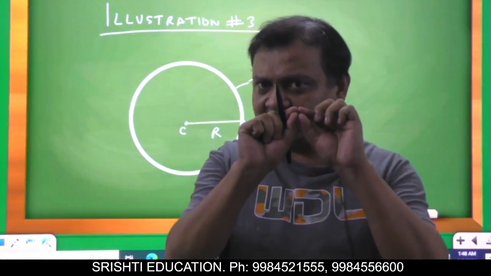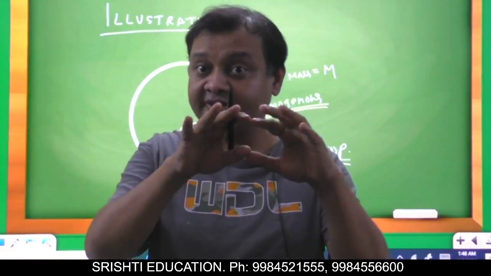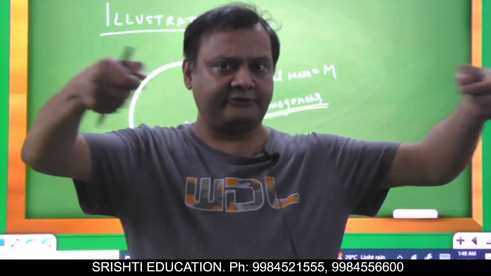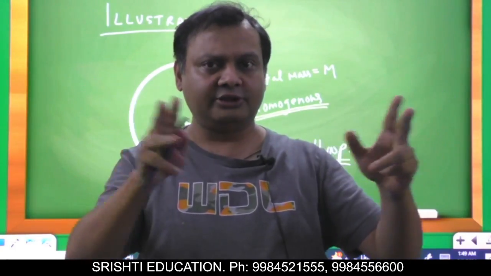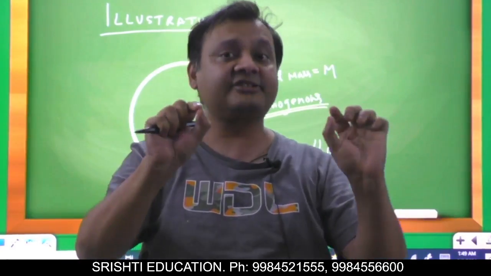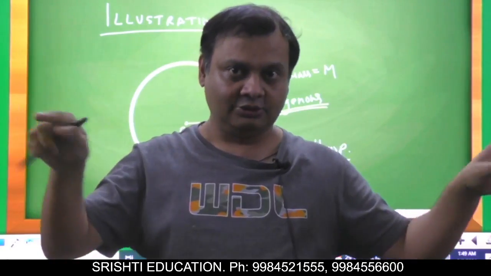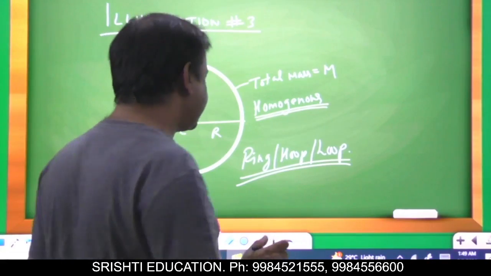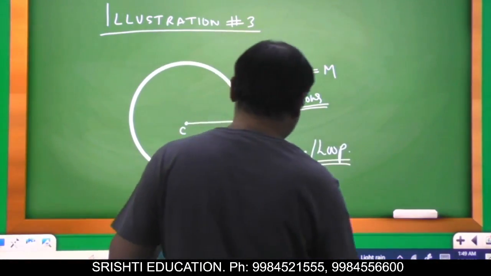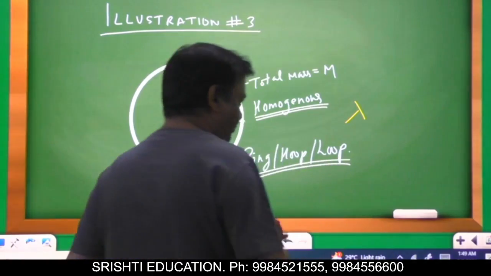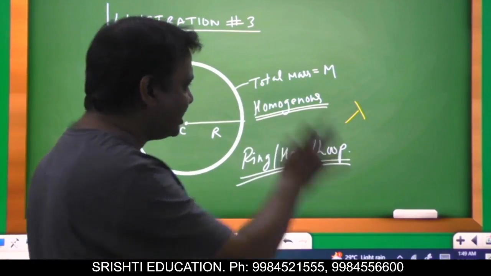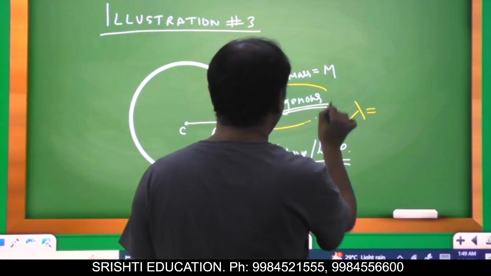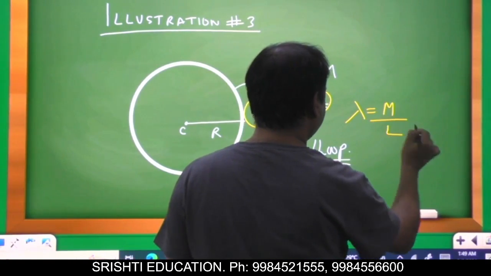how is the mass arranged, how is the mass distributed? It is along the length. If you cut the ring and stretch the portion, you will get a straight line. So the mass is distributed over the length. If you want to use the mass density, we will use the linear mass density, lambda, because the mass is distributed over the length. Since it is homogeneous, lambda is total mass by total length.